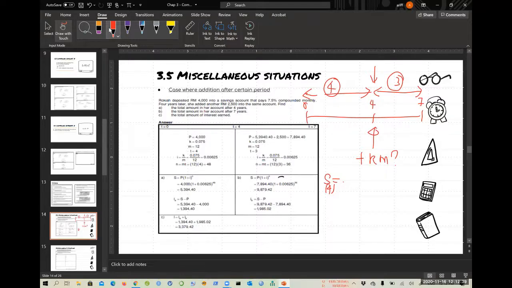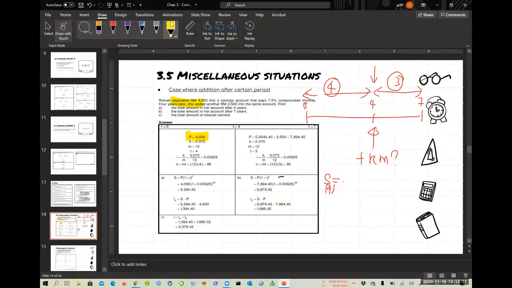So before you do that, let me just remind you, you need to identify what are the information given. So in this case, it says here, Rokiah deposit. So deposit 4,000. So this will be the principal because this is the initial amount that you invested. Okay, so that's why you have the principal to be 4,000. And then into a saving account that pays 7.5% compounded monthly. So this is a nominal rate K.